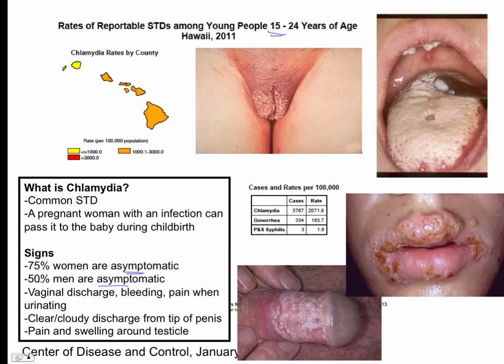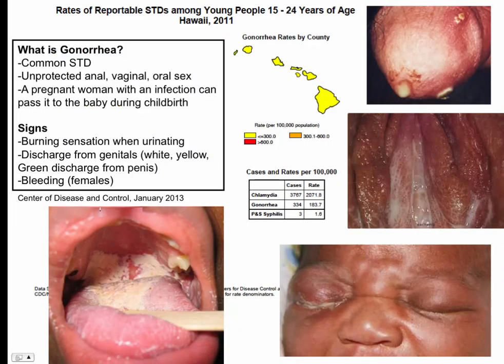And what are some of the characteristics? Well, you can have vaginal discharge, bleeding, pain during urination. For men, clear, cloudy discharge from around the tip of the penis, and also pain and swelling around the testicle. Now, here you see it also in the oral cavity. So for those of you who are active, also think about using oral barriers between your oral cavity and external genitalia. Second one is gonorrhea, also another type of common STD.